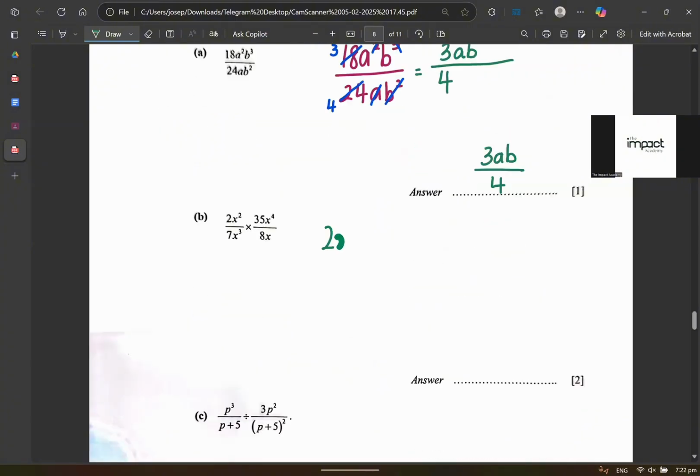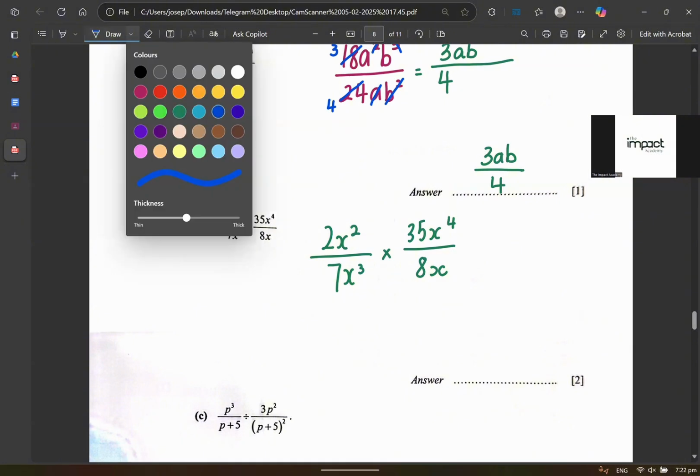Okay, next one. 2x squared. Are you okay? 7x cubed times 35x to the power of 4 over 8x. Can you understand or don't understand? What are you going to do now?